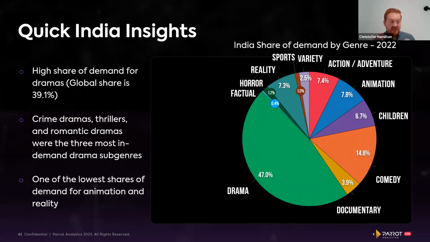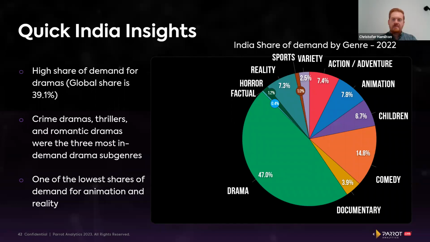In particular, we can drill down a little further and see which subgenres are driving this. We see crime dramas in particular, but also thrillers and romantic dramas are the three most in-demand drama subgenres in the market. So that's helping to drive that large demand share for drama. On the flip side, India also has one of the lowest shares of demand for the animation and reality genres.